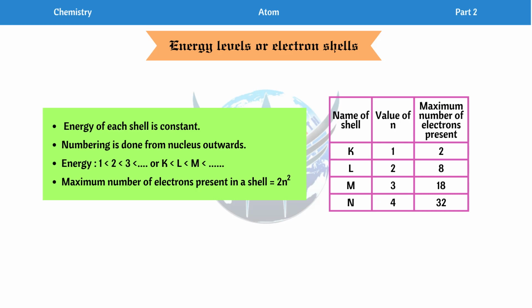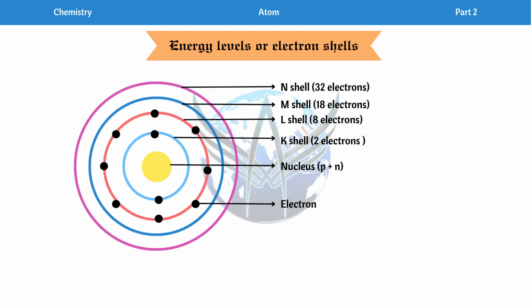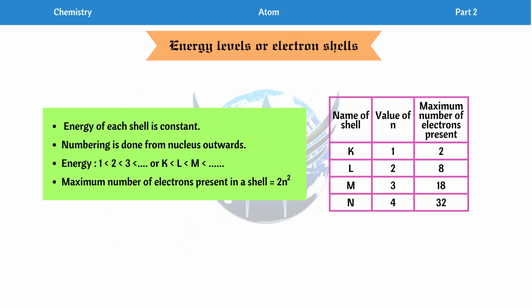The next point: the greater the distance of the orbit from the nucleus, the greater is the energy associated. The farther we go from the nucleus, the farther the orbit is, the greater the energy of that orbit will be. The orbit closest to the nucleus will have the lowest energy, and the farther it is, the more the energy. So we can say that the energy of orbit number 1 is the lowest, then 2 comes, then 3 comes, and so on. If we name the orbits, then energy of K shell will be lowest, then L, then M, and so on.